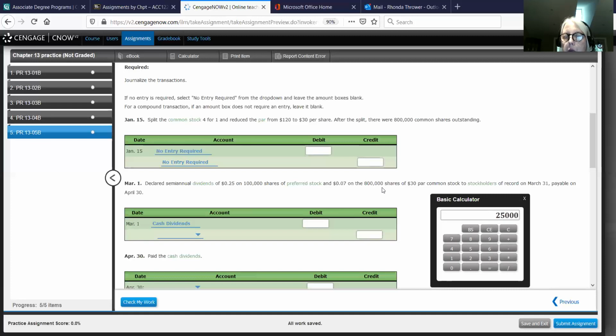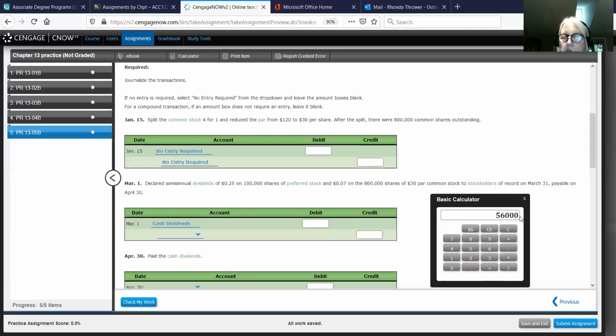Our common stockholders have 800,000 shares outstanding. The outstanding stock is what we pay dividends on. 800,000 shares of stock are outstanding. The amount of the common stock dividend per share is 7 cents. So we're going to multiply 800,000 times 7 cents, and that will give you the amount of the dividends for common stock, which is 56,000.